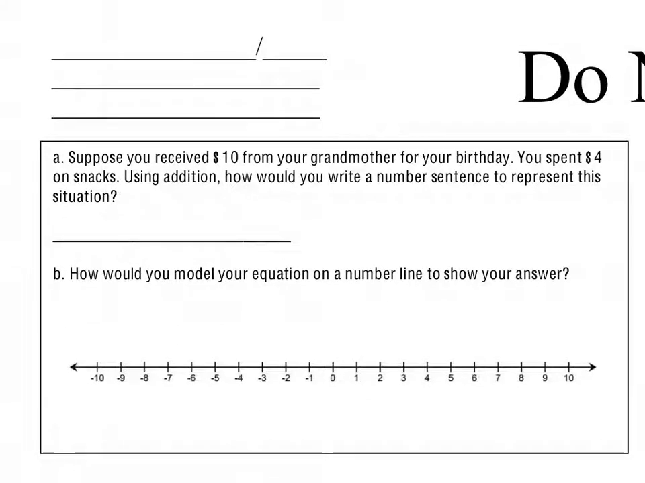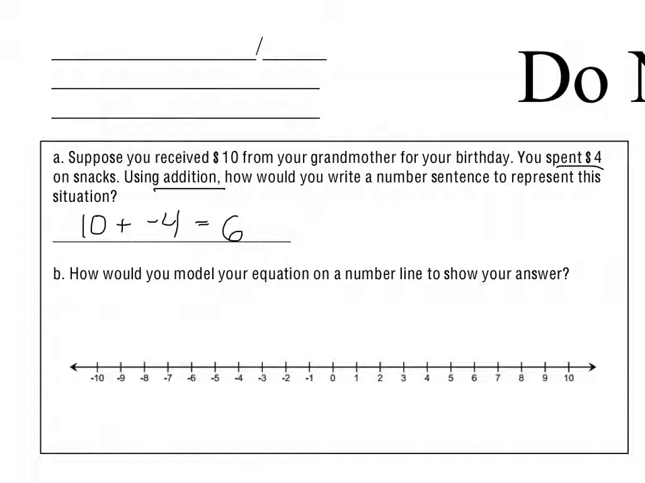So looking at this, we're starting with a positive $10. And we spend $4, so we're going to add a negative $4. So using addition, that's the focus here. So we can see here that this addition is indeed the same thing as adding its opposite, or adding a negative. This adds up to give us 6.